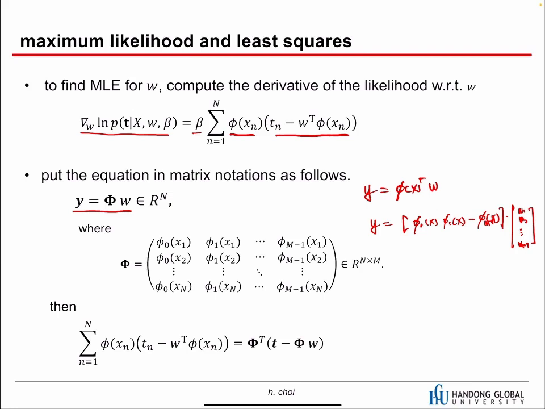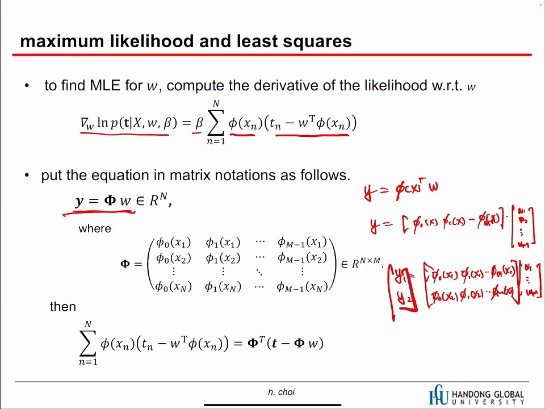the equation of one sample. Then when we have n samples, y1 is phi 0 x1 and phi 1 x1, etc., phi m of x1 and w1 to wm, and y2 is phi 0 x2 and phi 1 x2 and phi m x2, etc. So we can just simply use a matrix form with this vector. Okay, this is what this equation says. Then this equation can be rewritten with this matrix notation.